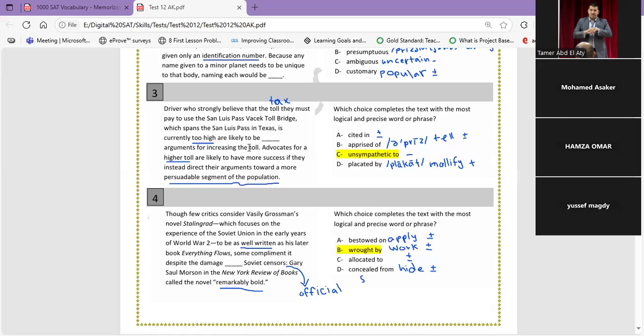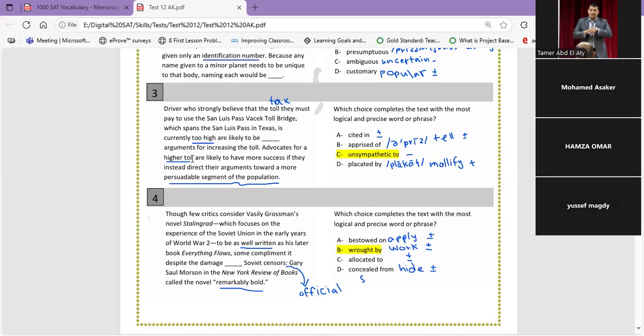Drivers who strongly believe that the toll, the taxes, they must pay to use the San Luis Pass Vacek Toll Bridge, which spans the San Luis Pass in Texas, is currently too high. Those taxes are too high. Arguments are likely to be what? Arguments for increasing the toll. Till now, I don't understand what kind of words we need. Let's find advocates for a higher toll.